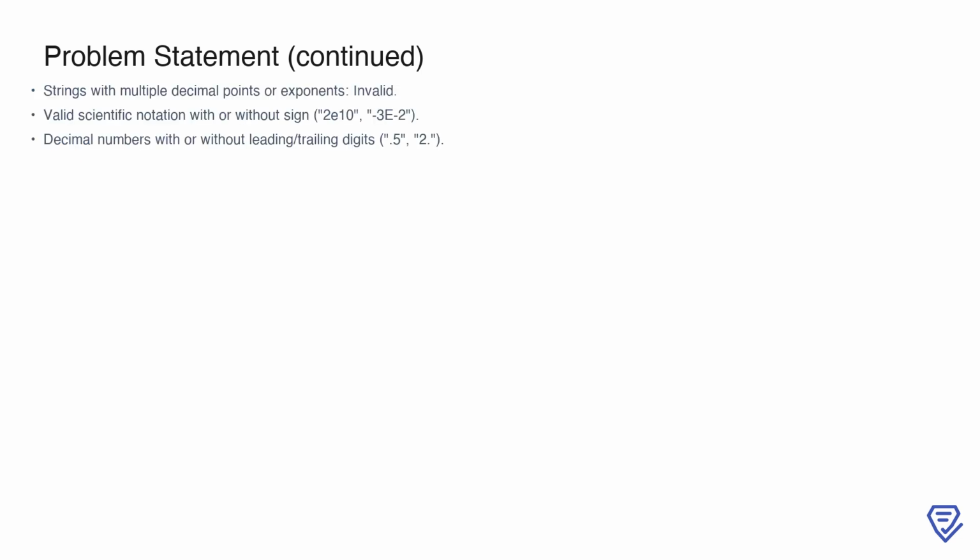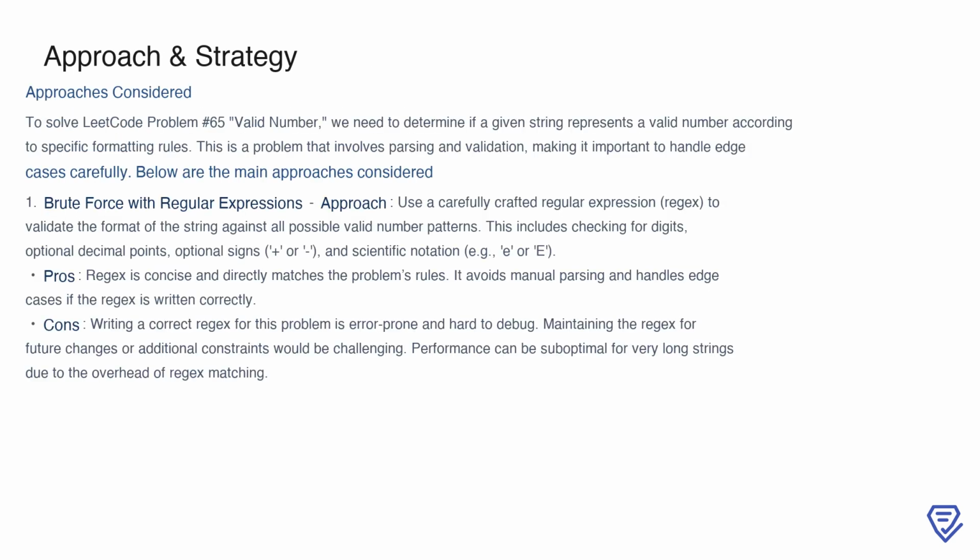Let's continue with the next part. To solve the valid number problem, we need to validate whether a given string conforms to specific formatting rules for numbers. This involves parsing and carefully handling edge cases, such as optional signs, decimal points, and scientific notation.